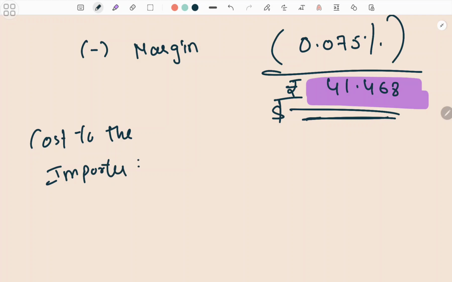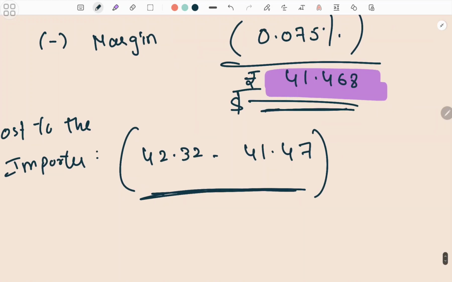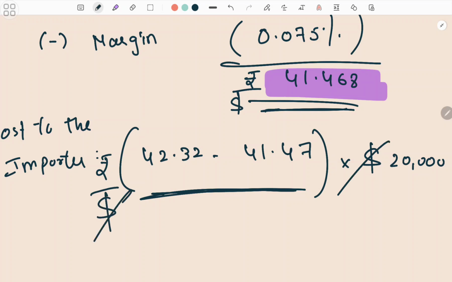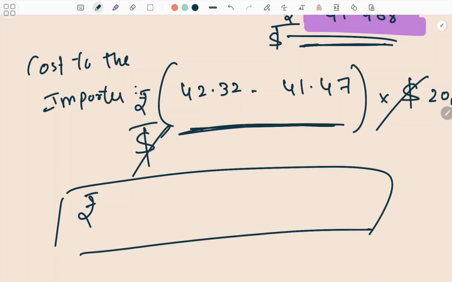on cancelling the contract will be 42.32 minus 41.47. Can I round it off? I can do that, but this is per dollar. What is my actual exposure, which is $20,000, right? These rates are rupee by dollar. At the end I'll get rupee. The cost will be in rupee, the excess cost. How much? Calculate.